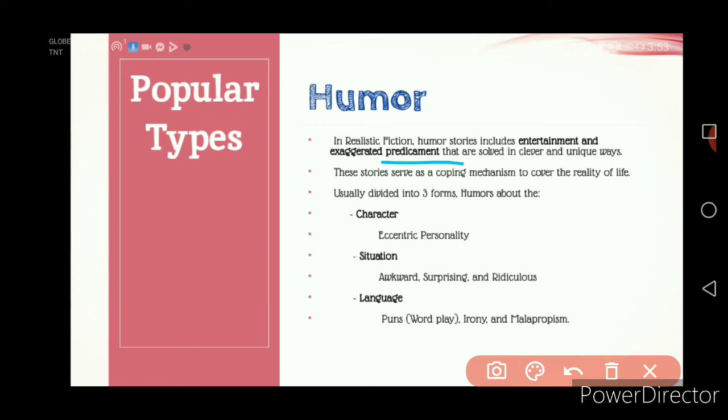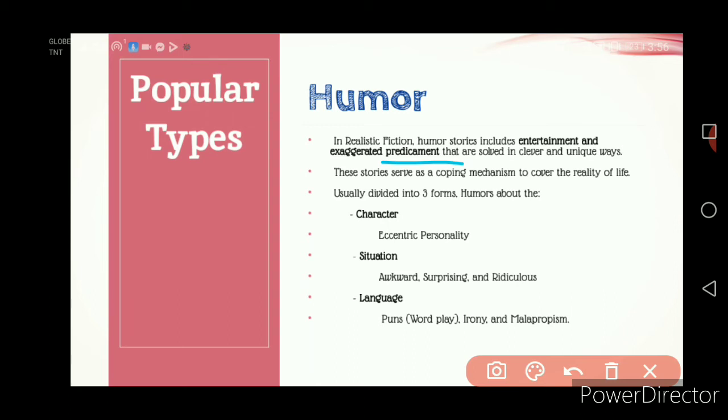Humor reflects human emotions. For example, one way of preventing emotional life problems is when we express it in a funny way. We don't always express our problems that can worry other people. Instead, we joke about it. Contents of humorous stories can be divided into three forms: the character, situation, and language.